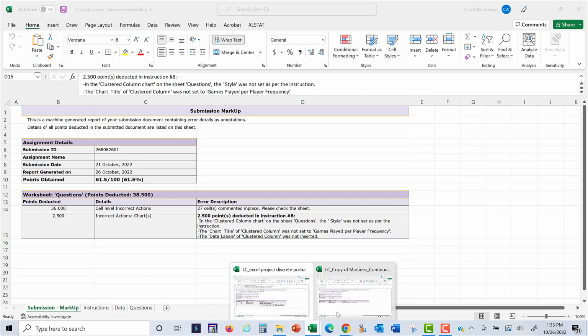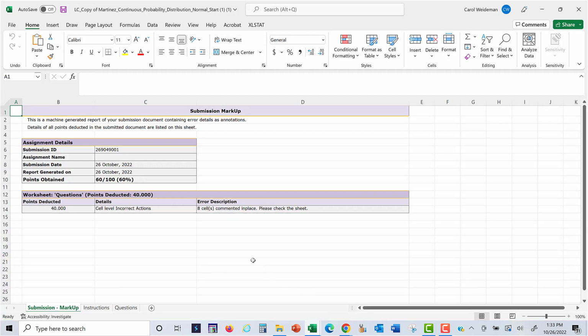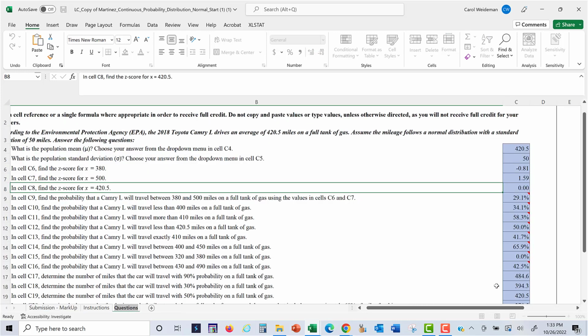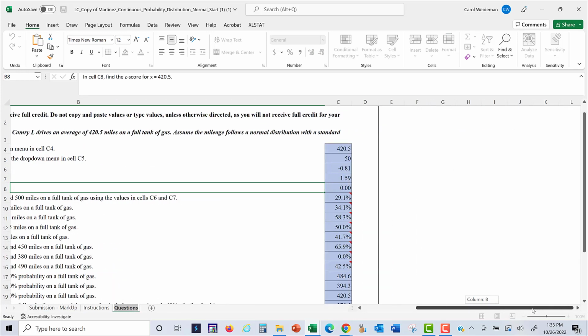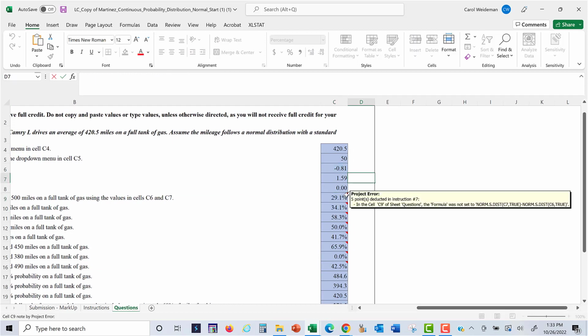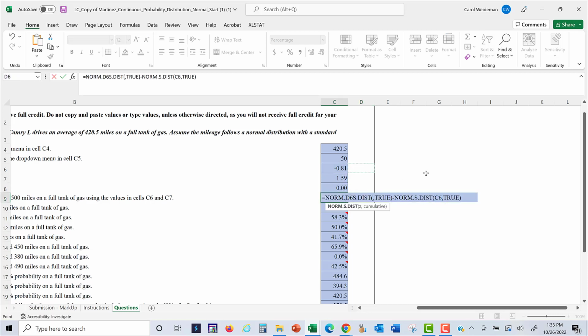Okay, and then on your other one, again, I pulled down your file, and you have 8 cells where things were deducted. So again, we're going to go to the questions page, and again, you're going to look for those cells with that little red mark in the right-hand corner. And when you put your mouse over it, it'll show you what was wrong.